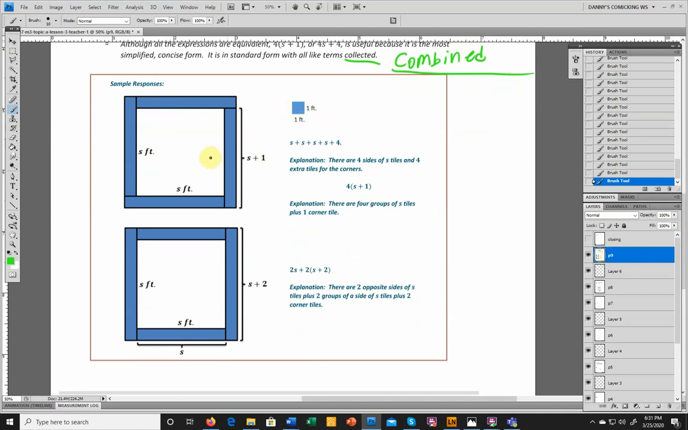These are some of the sample responses that they might have you come up with. You can pause the video if you're having trouble coming up with your own and take a look at them for some hints.